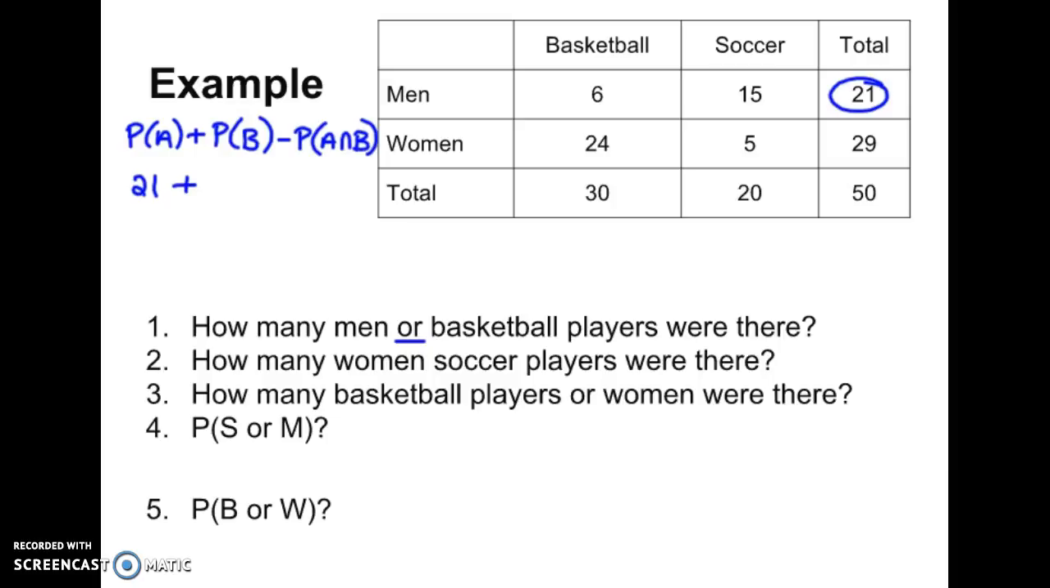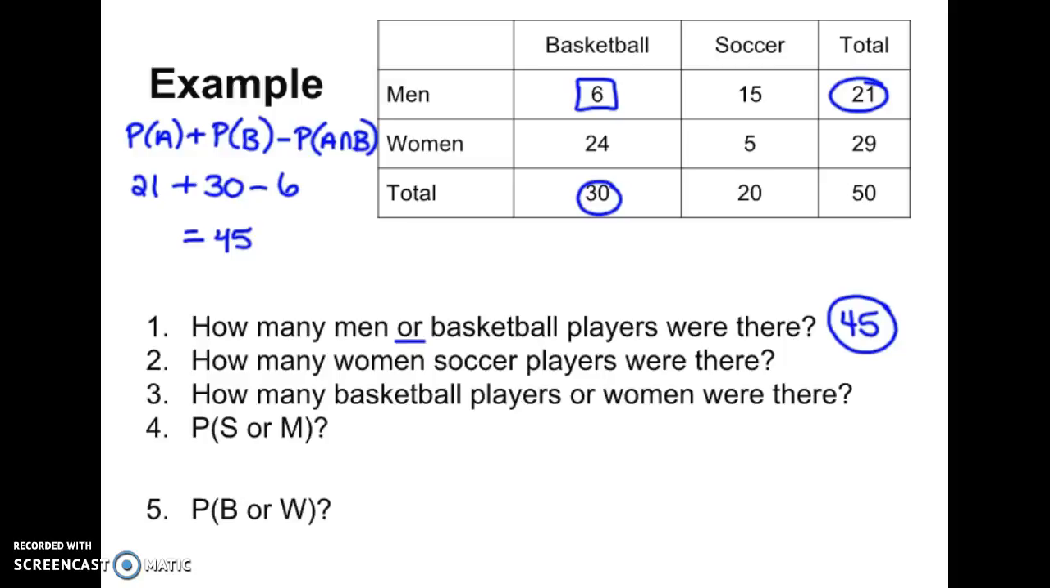The total number of basketball players, if you go straight down, is 30. And so I don't count them twice. Where they overlap is where we have male basketball players. I don't want to count them twice, just like I showed you in the last example. So 21 plus 30 minus 6, that ends up being 51 minus 6, which is 45. So there should be 45 people that fall into that category.